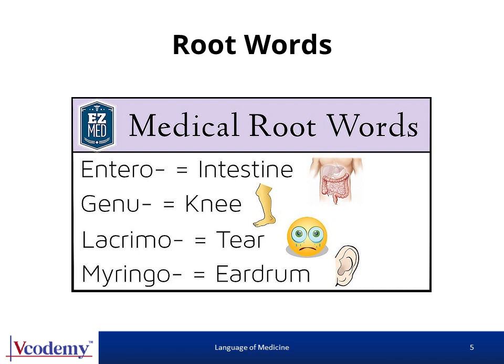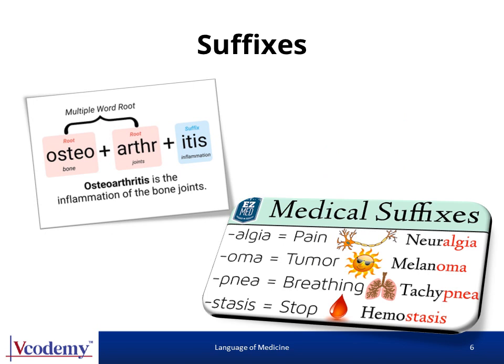So this is a few examples. There are numerous words in the language of medicine. This is just giving you a glimpse into these medical terms. So we have completed root words. So suffixes, some of the examples are, we have already seen itis, means inflammation. So osteoarthritis, this is the inflammation of the bone joints.